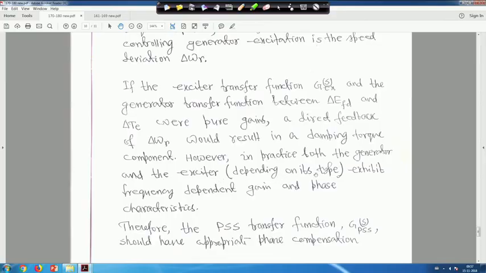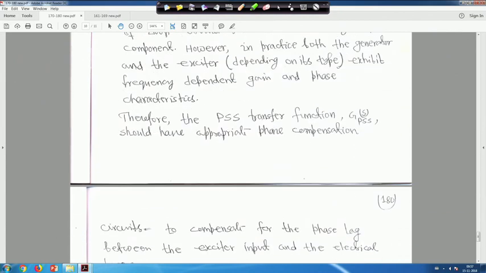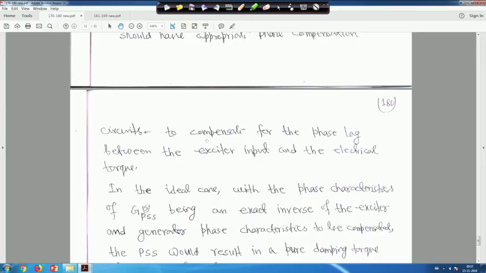However, in practice both the generator and the exciter, depending on its type, because different types of exciters are there, exhibit frequency dependent gain and phase characteristics. Therefore, the PSS transfer function, that we call GPSS(s), should have appropriate phase compensation. That is why we use a phase lead lag compensator. Details we cannot analyze in this course, but I will explain those, to compensate for the phase lag between the exciter input and the electrical torque.